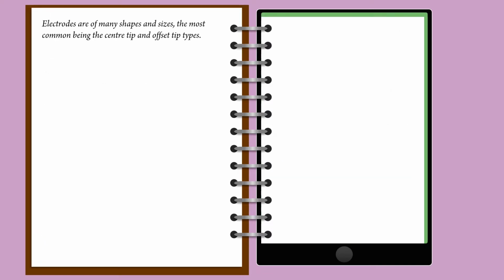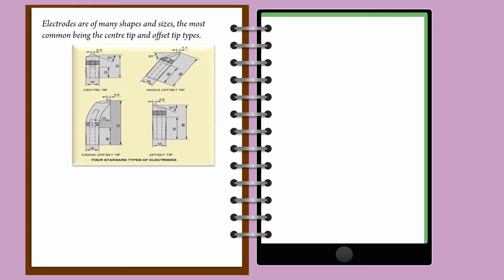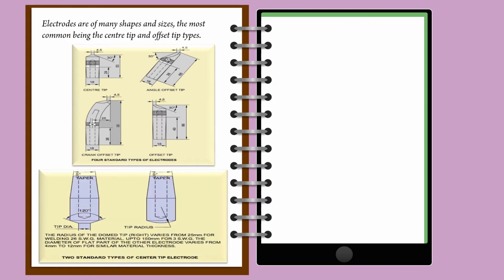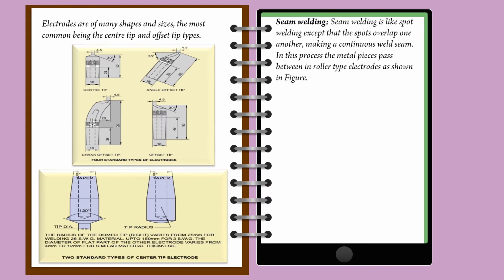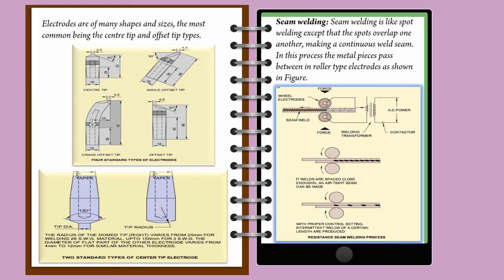Electrodes are of many shapes and sizes, the most common being the center tip and offset tip types, as you can see in the figure given below. Seam welding. Seam welding is like spot welding except that the spots overlap one another, making a continuous weld seam. In this process, the metal pieces pass between roller type electrodes as shown in figure given below.